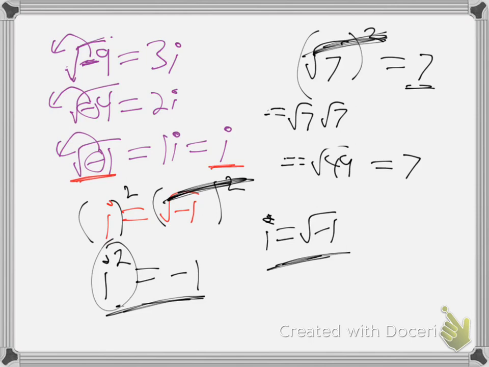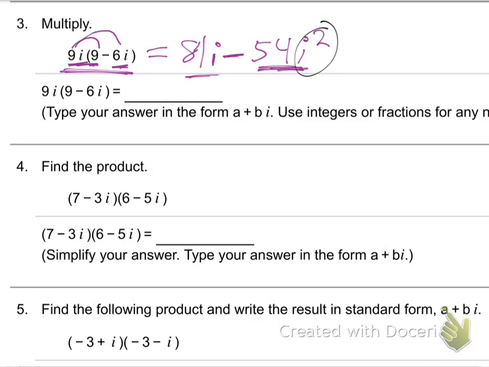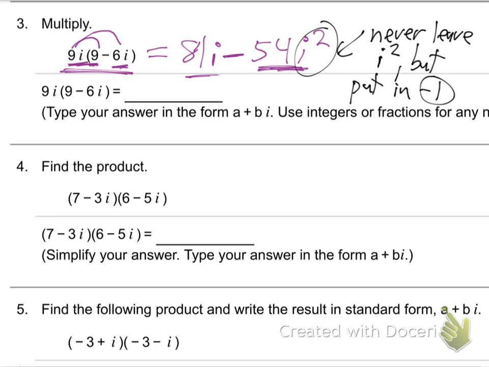Pop in the negative 1. i's, on the other hand, we'll just leave them. They're weird and strange and imaginary. We'll leave i as i. But i squared, we'll say, hey, that's a real number. That's just negative 1. Put it in there. So that's what we'll do. We'll never leave i squared. So right here, we never leave i squared, but put in negative 1. Put in negative 1.